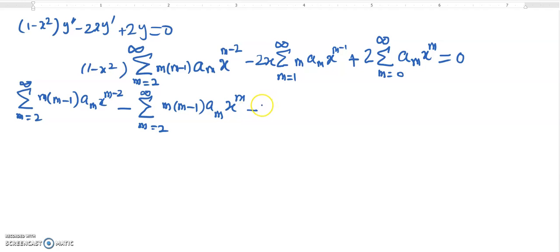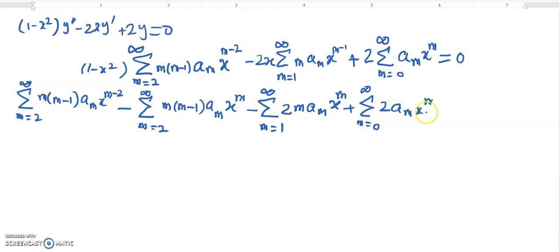Now minus, I take 2x inside, so 2 m a_m, sum from m equals 1 to infinity, and then it will be x to the power m, because x times x to the power m minus 1 is x to the power m. And then 2 a_m x to the power m is equal to 0.